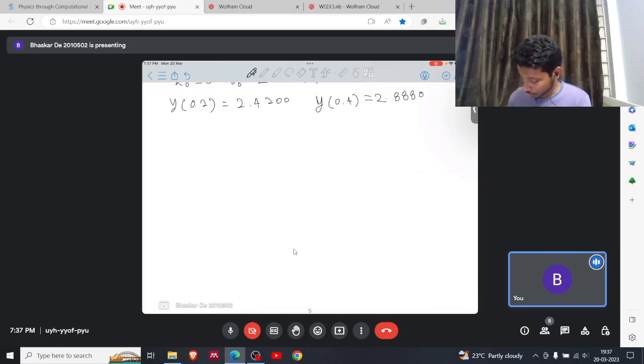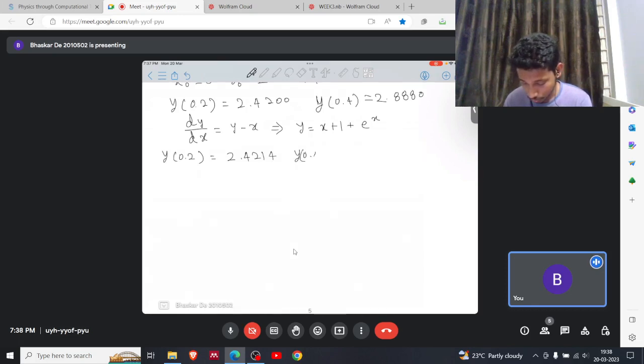Now the differential equation was given as dy/dx equal to y minus x, which gives us the exact analytical solution y equal to x plus 1 plus e to the power x. The exact value of y2 equal to 2.4214 and y of 0.4 is 2.8918.